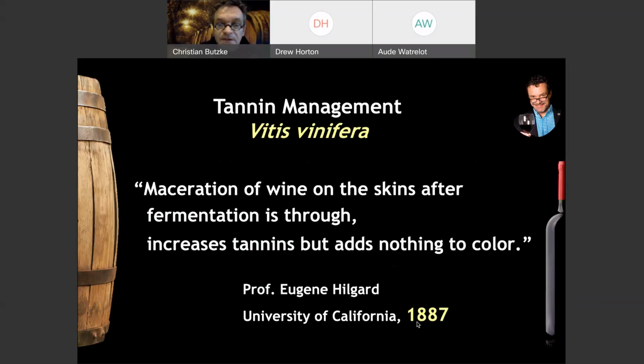By the way, here's an old quote I think that people often forget about. I talked about over-extraction of tannins earlier as well. In vinifera, it was known since 1887 that extended maceration on the skins does really nothing to color, but does increase tannins, as you might imagine, from seeds and skins. But still, in many places around the world, people are trying to get more color out by exposing their young wine to more skin contact, and that didn't work in 1887, and it still doesn't work today.